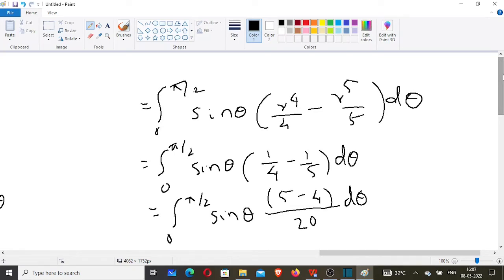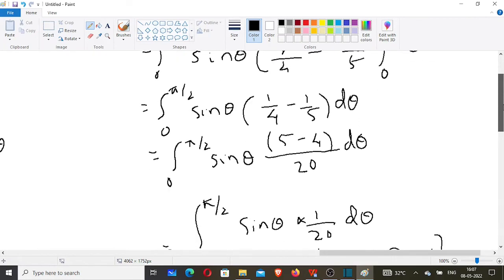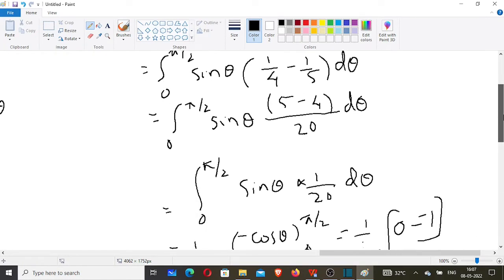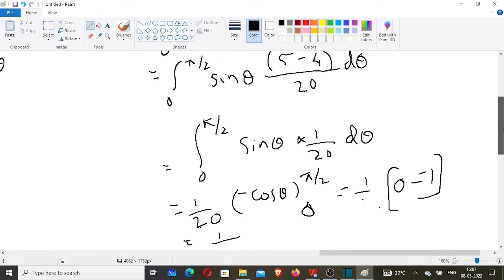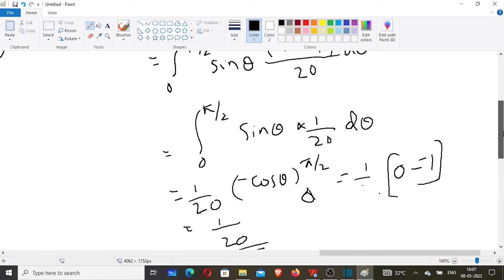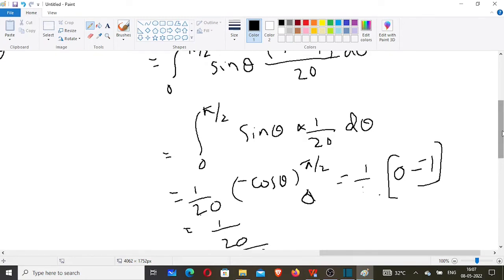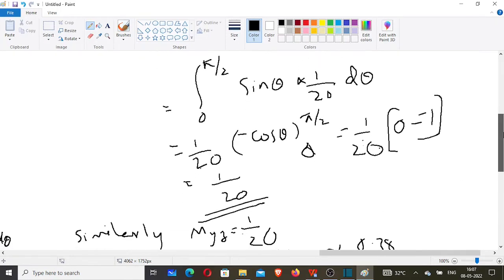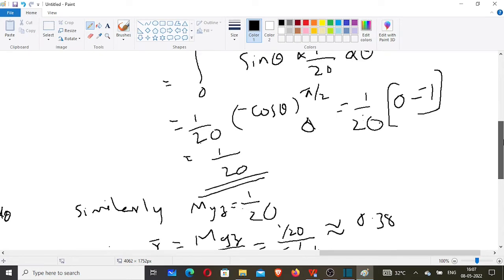Is equal to integral 0 to pi by 2 sin theta, we can take outside, r raised to 4 by 4 minus r raised to 5 by 5 within the limit 0 to 1, d theta. Which is equal to integral 0 to pi by 2 sin theta into 1 by 4 minus 1 by 5 d theta. Then we can take the LCM as 20: 5 minus 4, d theta, which is equal to integral 0 to pi by 2 sin theta into 1 by 20, which is equal to 1 by 20 into integral sin theta is minus cos theta within the limit 0 to pi by 2, which is equal to 1 by 20 into 0 to minus 1, equal to 1 by 20. Similarly, we can find myz is equal to 1 by 20.